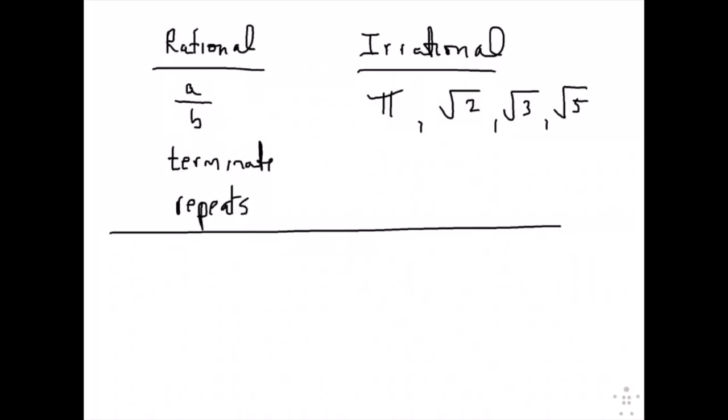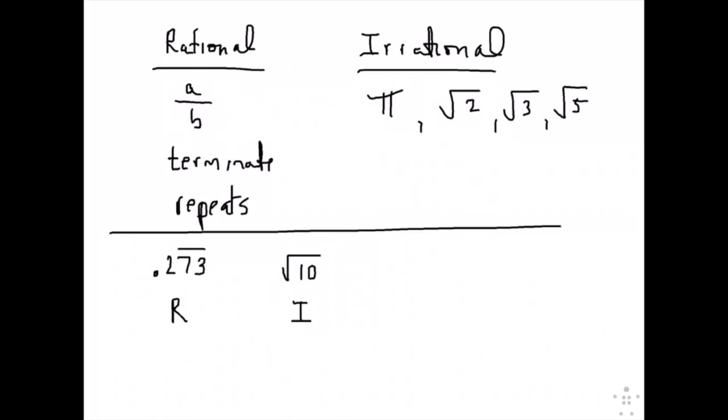So let's say we had 0.273 and the 73 repeated. This would be rational, and I'm going to write R. You would write rational, because it repeats, right? And we could convert it to a fraction if we needed to. How about, I don't know, root 10? Well, root 10 is not a perfect square, so that's irrational.